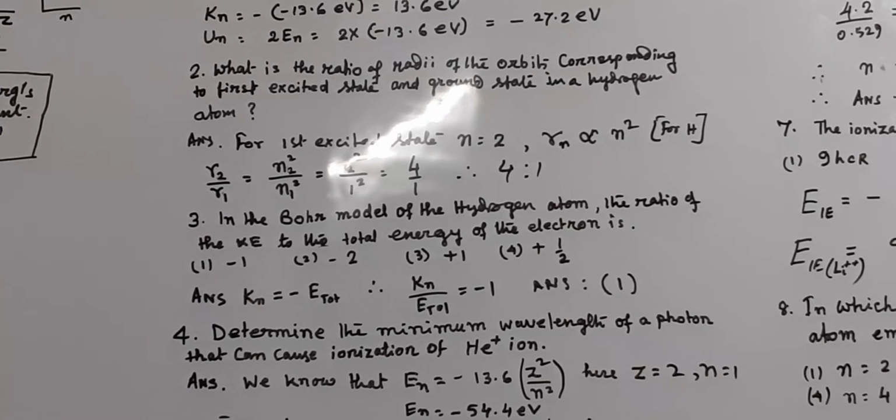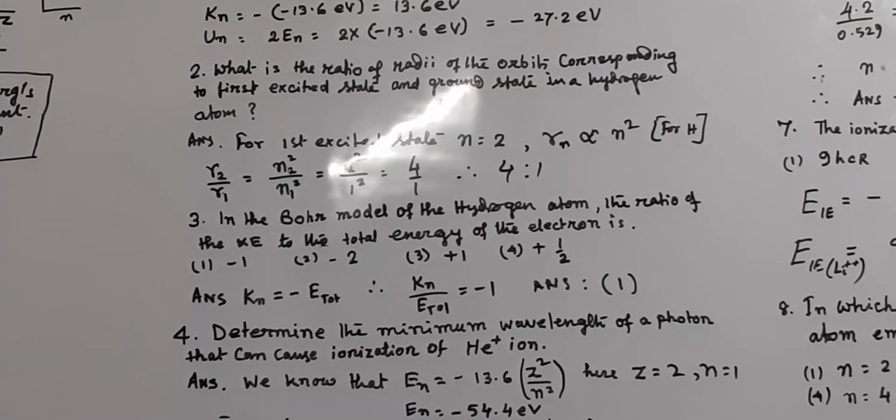Number 3. In the Bohr model of hydrogen atom, the ratio of the kinetic energy to the total energy of the electron is, we know kinetic energy equal to minus E total energy. So kinetic energy divided by total energy will be minus 1. That means answer 1 is the choice.